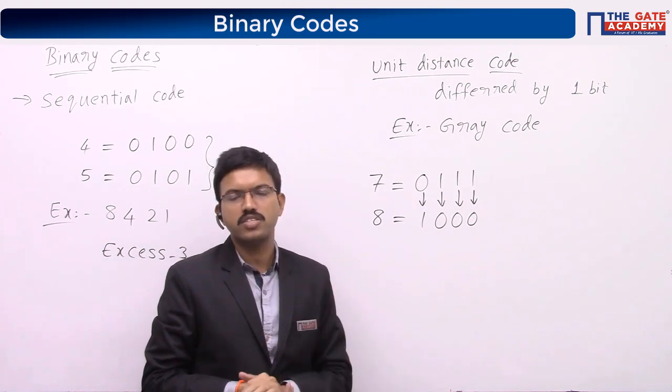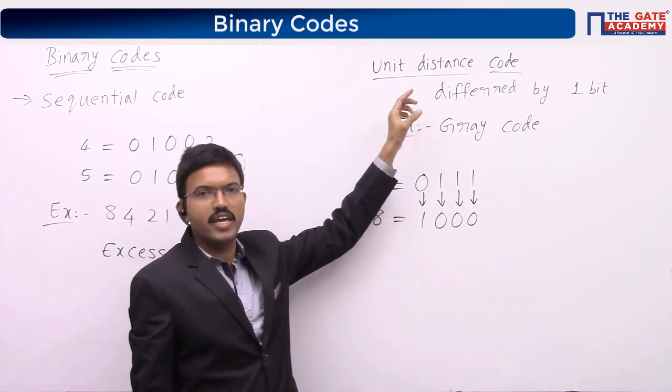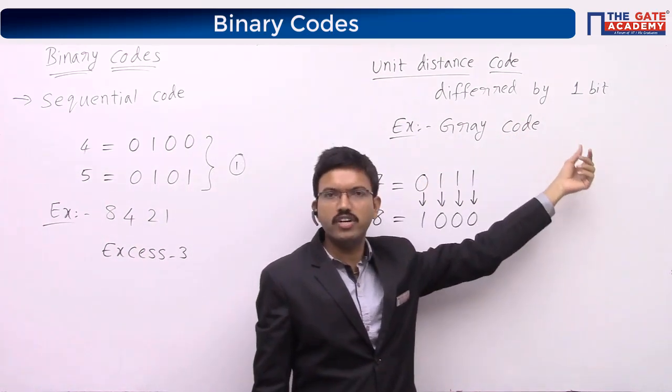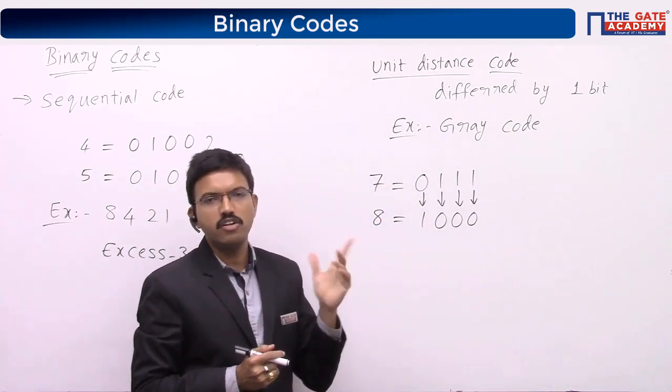That means you will get false or wrong results, right? So that's why we are going for unit distance code. Here we will arrange the code in such a way that only 1 bit position will differ. You can consider any two successive codes, only 1 bit position will differ.